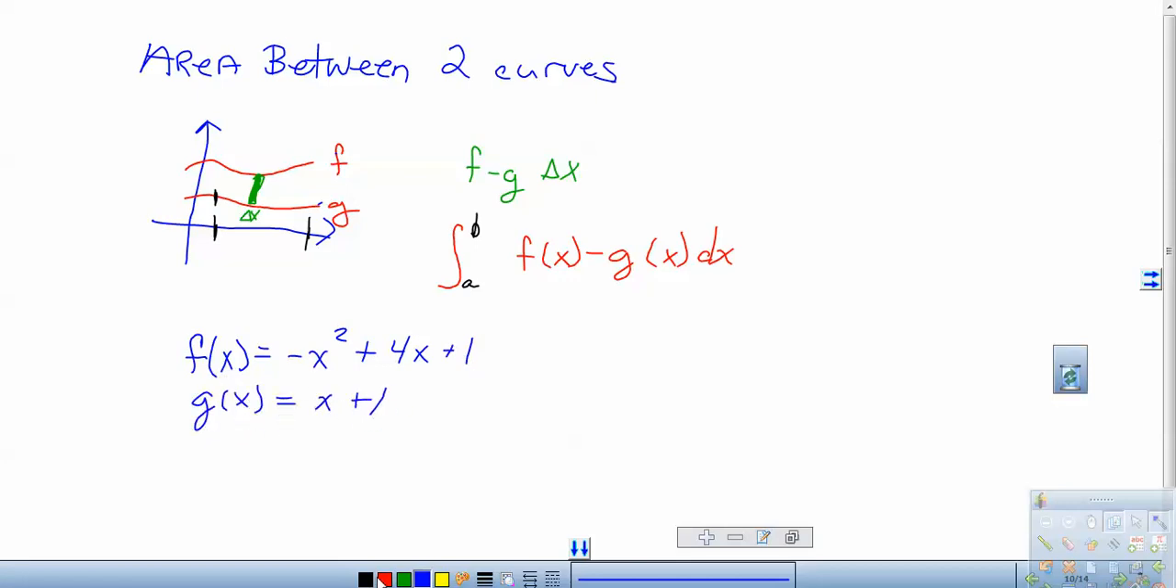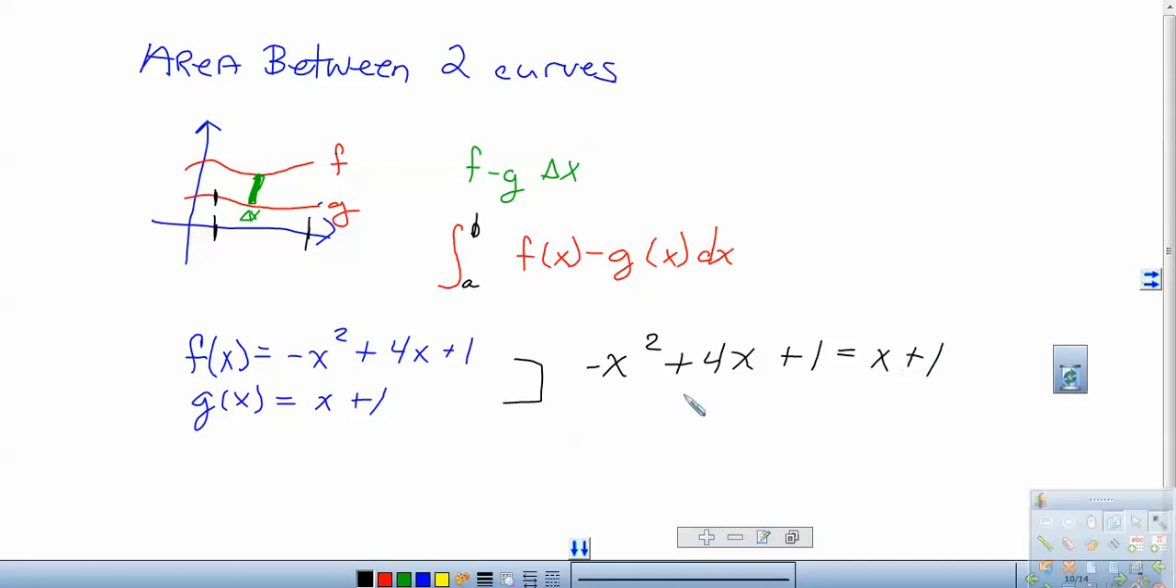Now, they don't even tell you the a and b. If you look at the book example, some of them have a picture and so you know what a and b are, your lower and your upper boundary. So what you need to do is figure out a and b by just figuring out where these two functions intersect. And so set them equal to find the points of intersection.